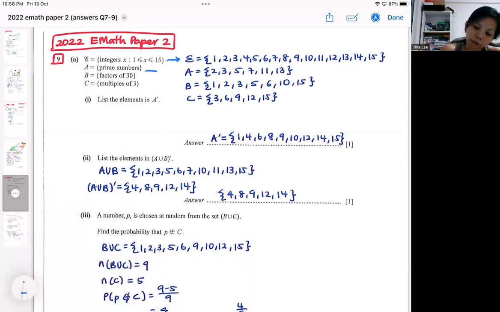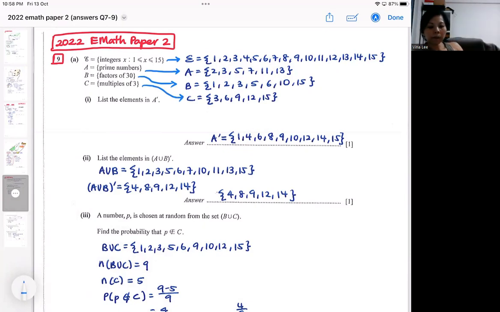Make sure from the universal set you list out the elements of A, and take note that prime numbers don't start from 1. In fact, 1 is not a prime number. So the smallest prime number starts from 2 onwards. And this is the part that a lot of people can make mistakes. Then list out the factors based on the universal set. Multiples of 3 will be quite easy.